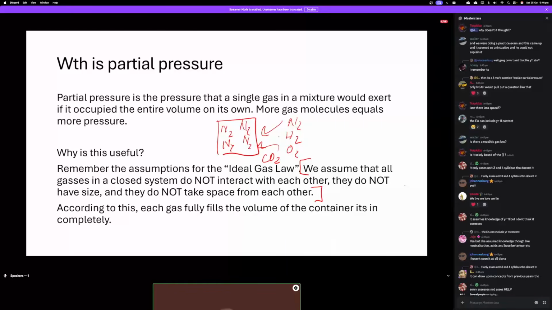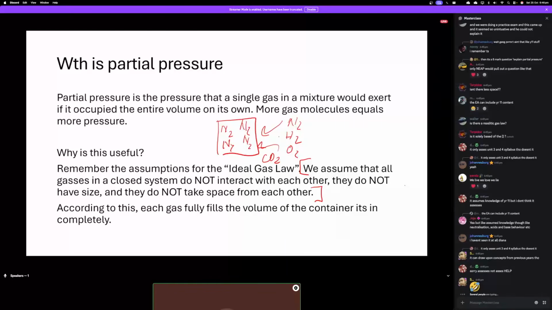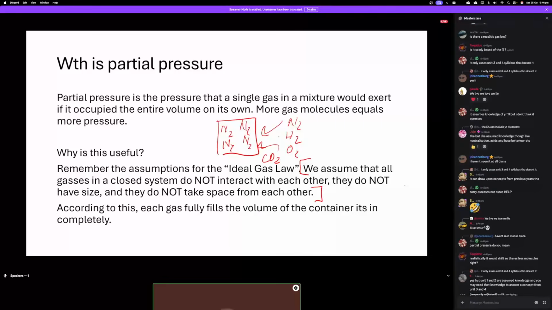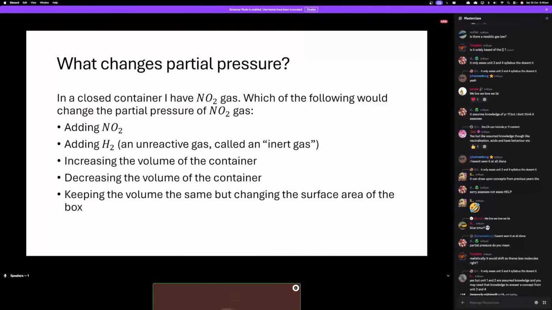But yeah, it will. It does take up space, but in theory, we don't consider that. So, with that being said, some questions. If I had a closed container with NO2 gas, which of these do you think would affect the partial pressure of NO2 gas?